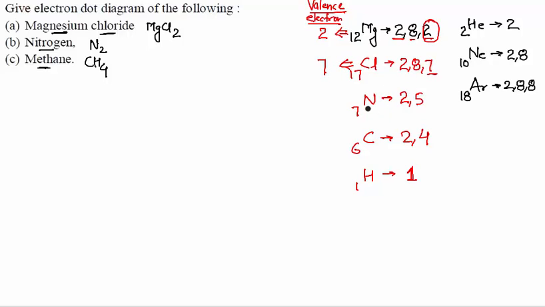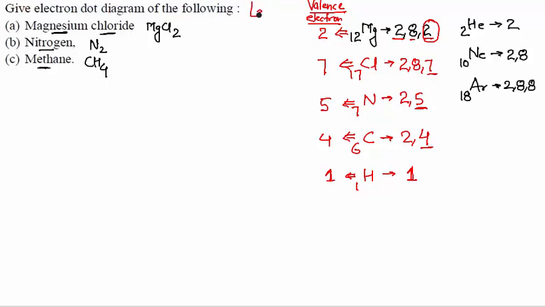So the valence electron is 7. Okay. What about nitrogen? 5 electrons in the outermost shell, so valence electron is 5. What about carbon? The number of electrons in the outermost shell is 4, so valence electron is again 4. All right. And hydrogen is 1.